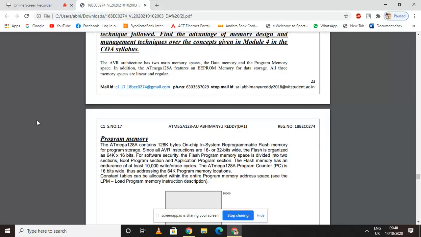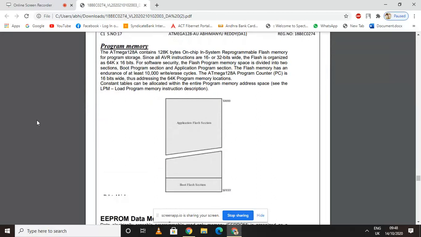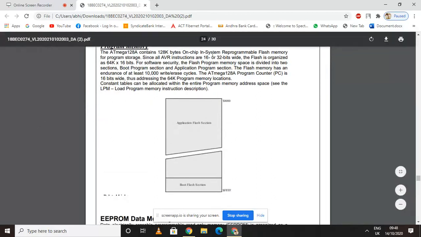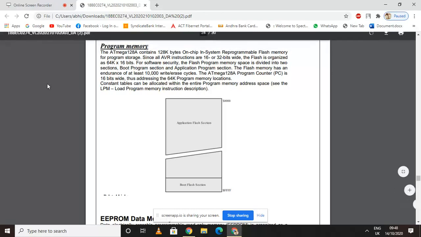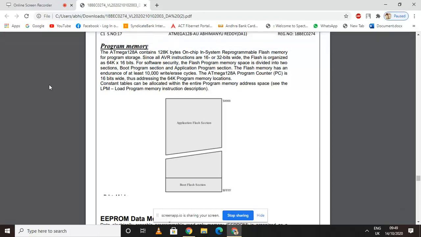So basically the AVR architecture has two main memory spaces, the data memory and the program memory. In addition, the ATmega features an EEPROM for data storage. All three memory spaces are linear and regular. So this is the description of the program memory that contains 128 kilobytes of on-chip in-system reprogrammable flash memory for program storage. For software security, the flash program memory space is divided into two sections: the boot program section and the application program section, as discussed earlier. The flash memory has an endurance of at least 10,000 write or erase cycles.